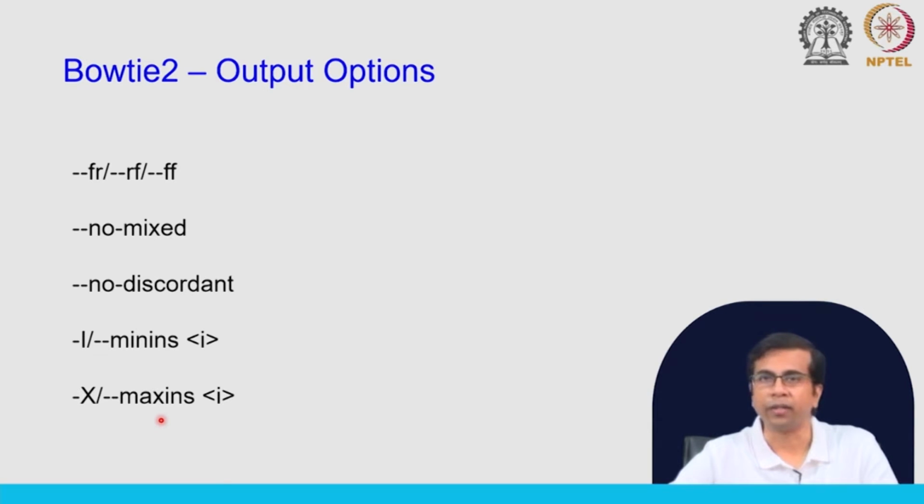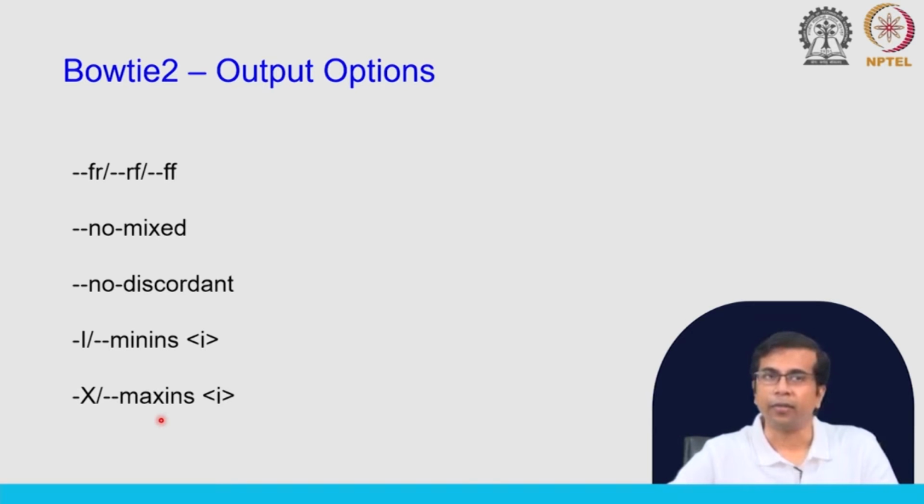In some cases, we may not really require discordant alignments. For example, if we are doing some sort of genotyping, looking at genetic variation at a certain locus or in a few regions of the genome, we might say we do not really need discordant mapping. So, we can specify --no-discordant. We discussed what concordant and discordant mapping are in the last class.